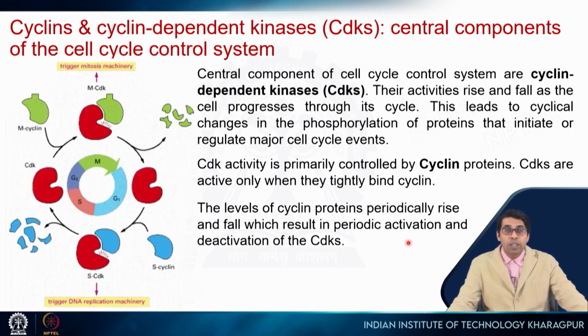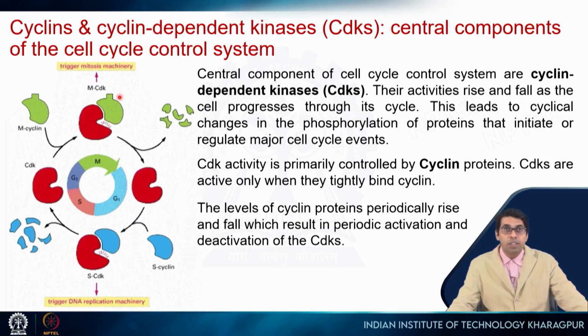So, what is the mechanism of these checkpoints? How does this work, right? There are proteins called cyclins and another set of proteins called cyclin dependent kinases, which are the central components of this cell cycle control system. You have already seen kinases. Kinases are enzymes which phosphorylate certain amino acids. It can be a tyrosine residue, it can be a serine or a threonine residue, right.